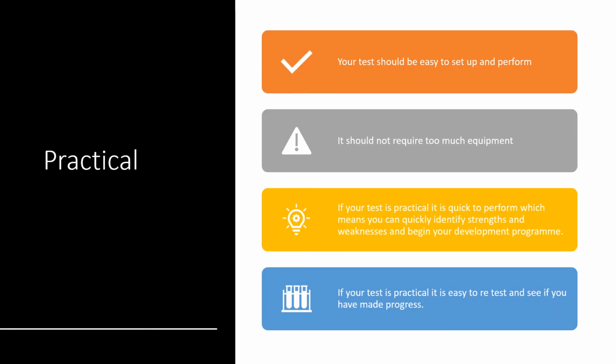Practical. Practical means that your test is easy to set up and perform, and it shouldn't require too much equipment. So obviously all the tests that we did required very little equipment and were very quick and easy to do, taking about 1 or 2 minutes only. So if your test is practical, it's quick to perform, which means you can quickly identify strengths and weaknesses and begin your development program straight away, so you can get right to the improvement part. If your test is practical as well, it's easy to retest and see if you have made progress.